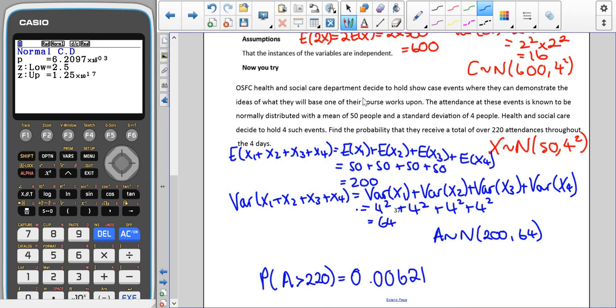So then we're wanting to find the probability that they will receive over 220 attendances throughout the 4 days. So we're looking at the probability that the overall attendance is more than 220. So in our dist, norm, NCD, our lower is 220. Our upper is a really big positive number. Our standard deviation is the square root of 64, which gives us 8. And the mean is 200. And that gives us 0.00621, remembering that this thing at the end here means that we are working in standard form.